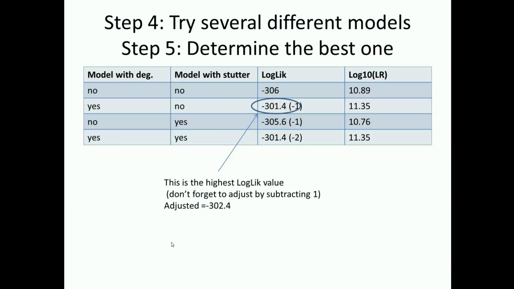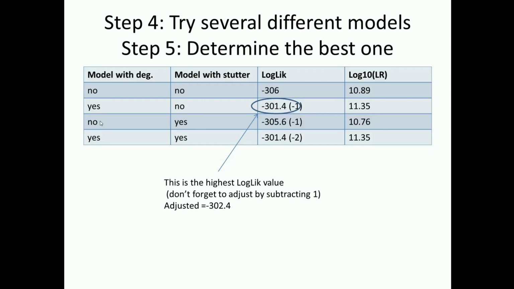The next step is to try several different models. So here we use the model without degradation and without stutter. The log likelihood was minus 306. Then we try model with degradation without stutter, and the log likelihood is minus 301.4. Now each time we introduce a new parameter we have to penalise this number by subtracting 1 from it. So this would be adjusted to minus 302.4.